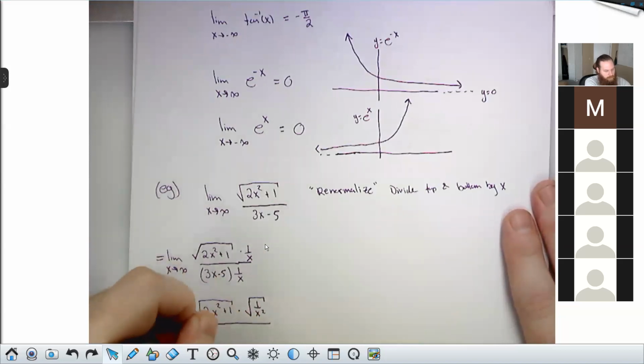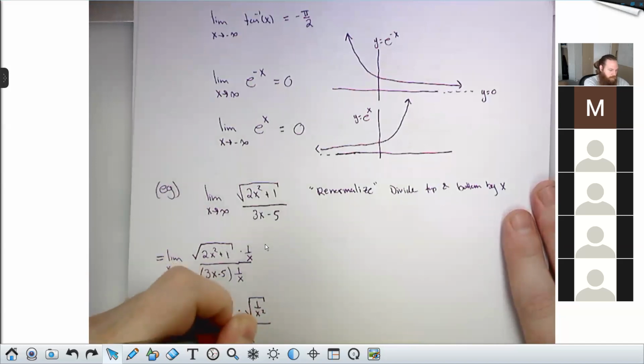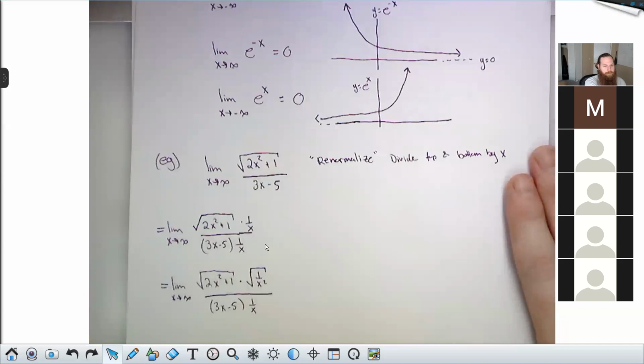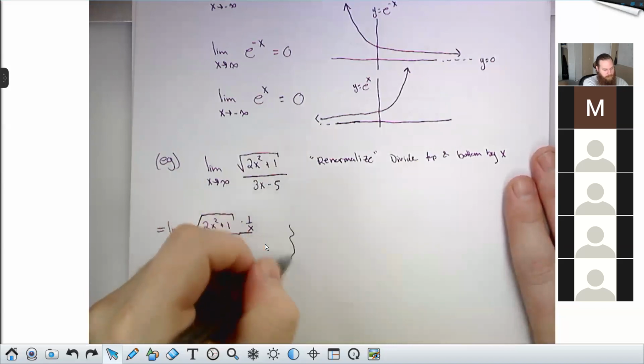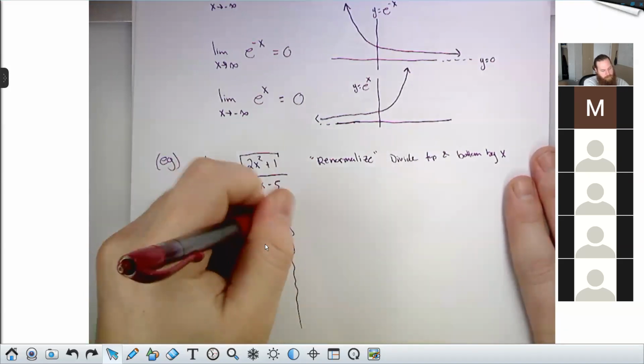Downstairs, I just leave this alone. It's 3x minus 5 times 1 over x. I'm going to distribute the 1 over x downstairs. All right, so the neat trick here is rewriting this piece as this piece, which is kosher because x is positive, so the square root of x squared really is just x.